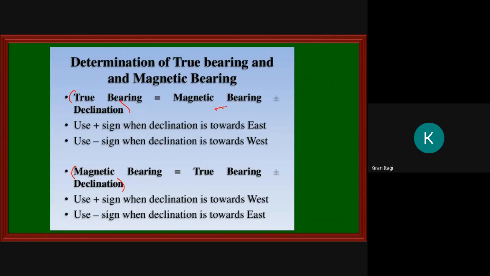True bearing equals magnetic bearing plus or minus delta. Delta is nothing but the declination, or you can call it theta, whatever. Magnetic bearing equals true bearing plus or minus theta or delta. Positive implies the eastern side, negative implies the western side. Here positive implies the western side, negative implies the eastern side. Just write down like this. I hope you have taken this one.